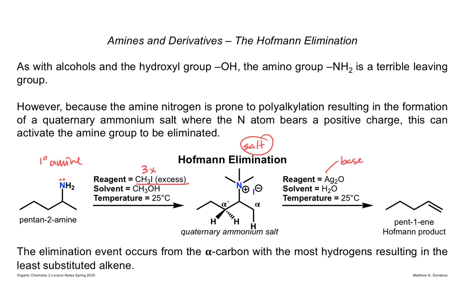So you can treat it with this base, silver oxide and water. And it's going to do an E2 reaction. So it's going to eliminate along this backbone here. So this H in that group leaves as trimethylamine.